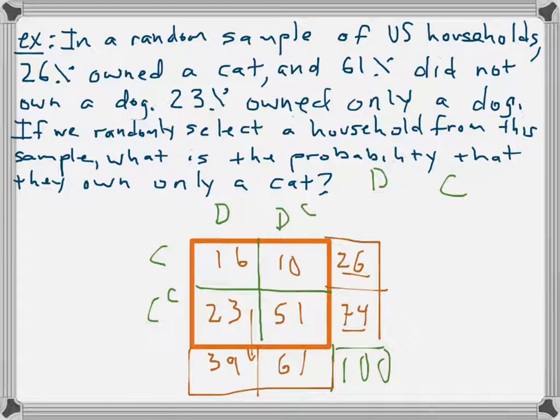So just answer the question now. What is the probability that they only own a cat? So that's a cat and no dog. That's going to be 10%. That's the answer to that. I like these two-way tables. I think they're way better than the Venn diagrams.